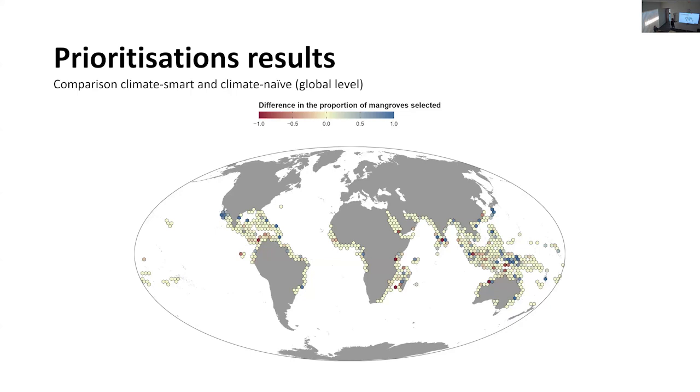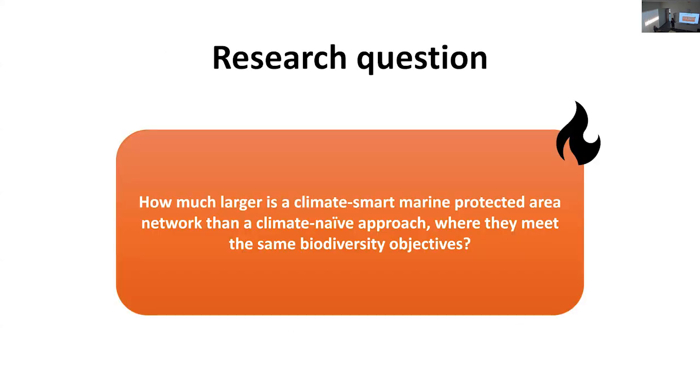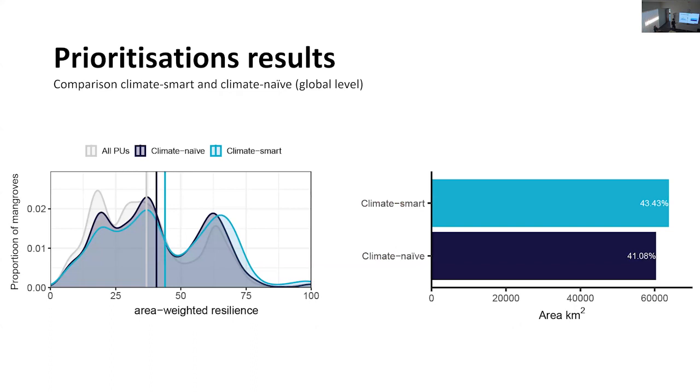Also in this case, the planning units were smaller, but then they had to aggregate them to make it visible. So we wanted to see how much larger a climate smart marine protected area network is than a climate naive approach, where they meet the same biodiversity objectives. So we had the same target for biodiversity, and we wanted to see how much more costly it is to make it climate smart.